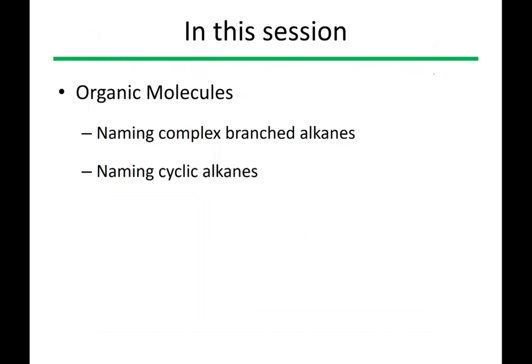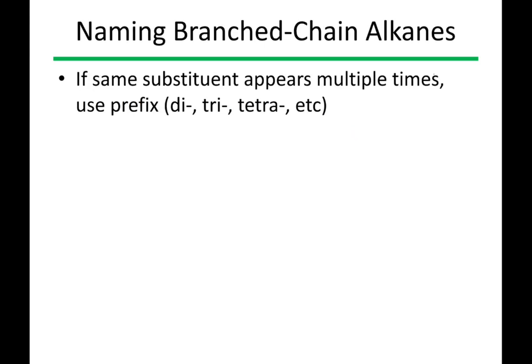In this video, we'll look at how we name more complex branched alkanes, and we'll talk about naming cyclic alkanes. Okay, so for naming a branched chain alkane, if a substituent appears multiple times, we'll use a prefix. Our normal prefix is di, tri, tetra, etc., to say how many times it appears in the compound.